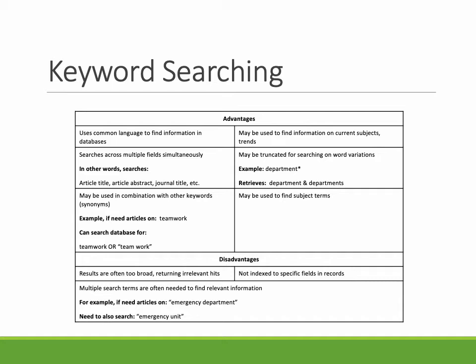And multiple search terms are often needed to retrieve relevant information. So for example, if my topic is on emergency departments, I have to realize that everyone who's writing an article may not always say emergency department. They may say emergency unit or emergency ward or emergency service, things like that. So I may need to use all those different words or phrases in order to retrieve relevant results.